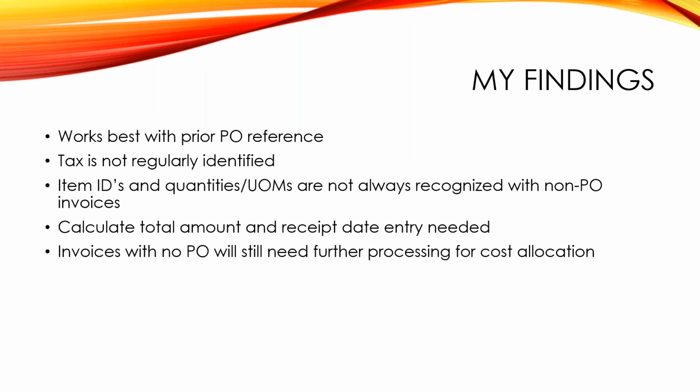If you do have item IDs and quantities and units of measure, they're not always going to be recognized. So again, that machine learning needs to take place when you're using non-PO invoices. What I found, and maybe Marissa found something different, is I'm still having to click the button for calculate total amounts, even though it's reading and populating the gross total and tax. And then the receipt date is needed. And obviously, if you're trying to import invoices with no PO, they're still going to need further processing for cost allocation on the line item level.